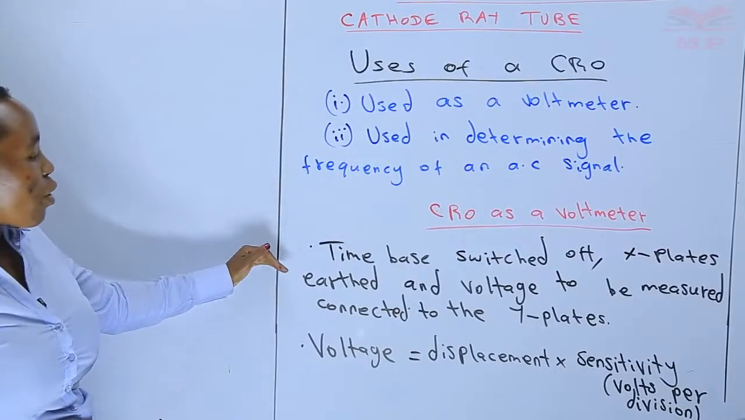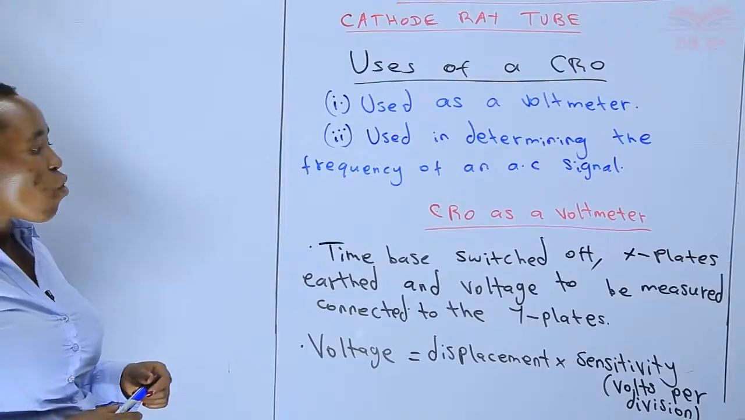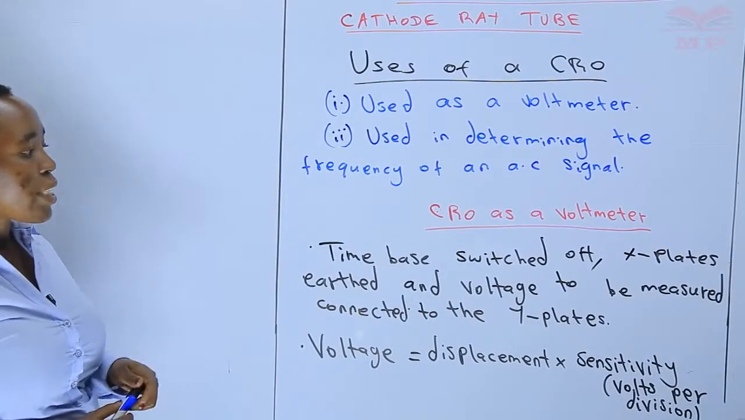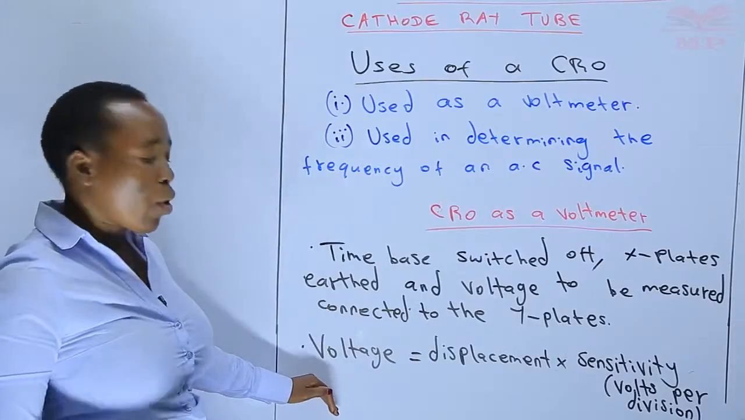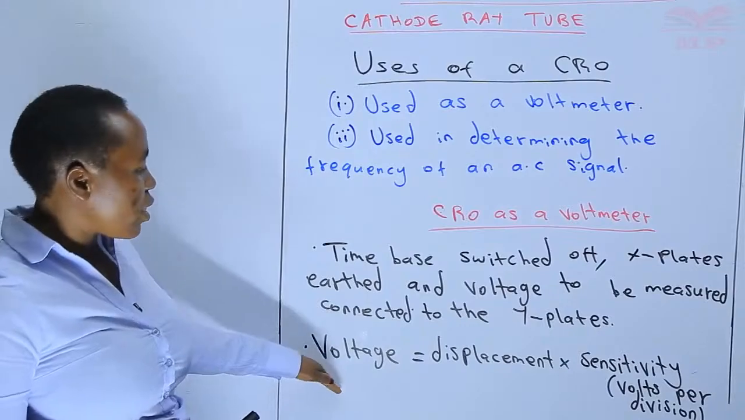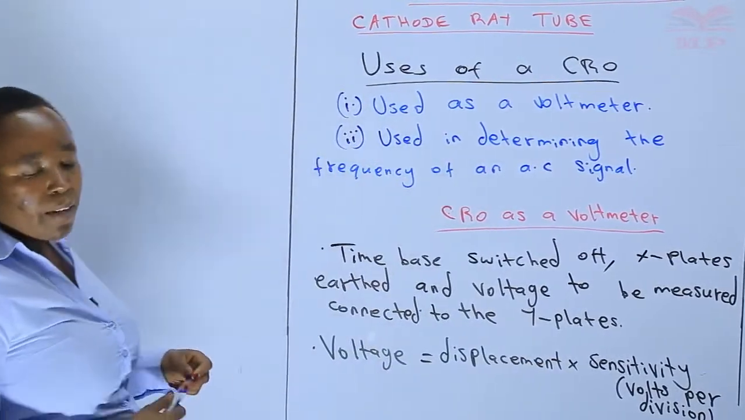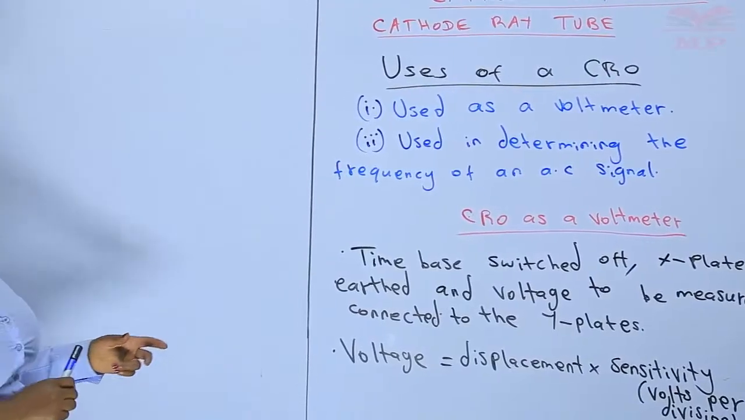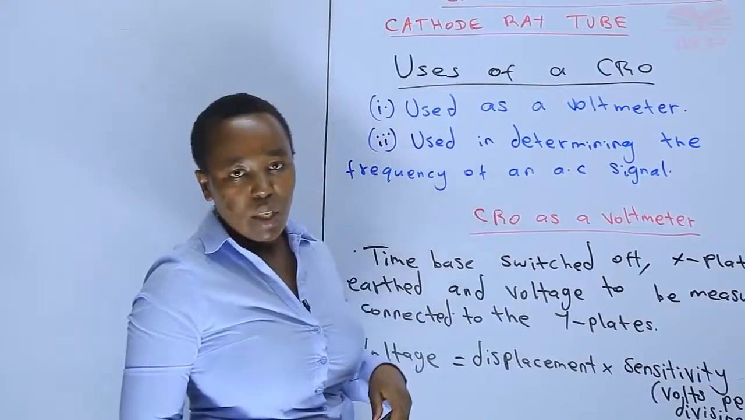So that's how we can use a CRO to calculate the voltage, or that's how a CRO can be used as a voltmeter, and we are going to employ this in our calculations. So note: voltage is equal to displacement multiplied by the volts per division. And as I've said, a voltmeter is a device that is used to measure voltage.